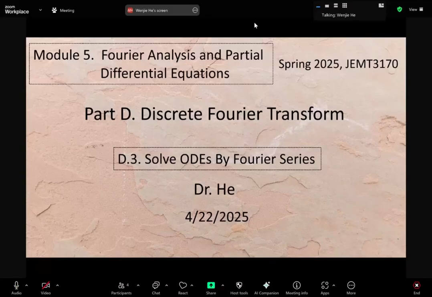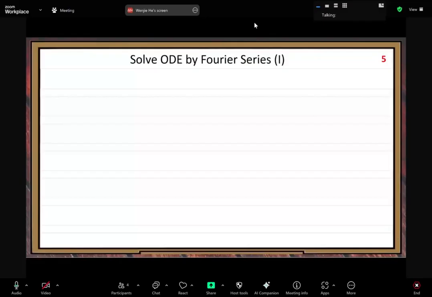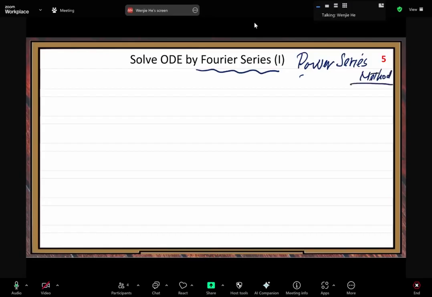Then next, I'll give you a few examples, because for this part, the Fourier transform, we haven't seen examples. For example, we solve an ODE by Fourier series. Here the method we use is quite similar to the power series method. So let's recall the power series method: how do we apply the power series to find the ODE solution? Here, the main difference is we replace the power series by Fourier series. That's the only difference. The general process is pretty much the same, just the formula details are different.